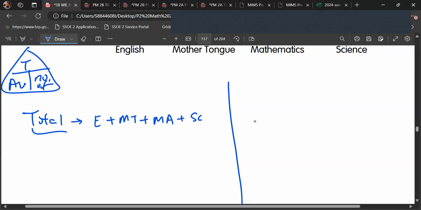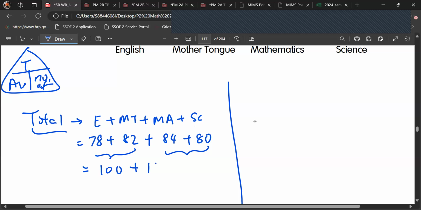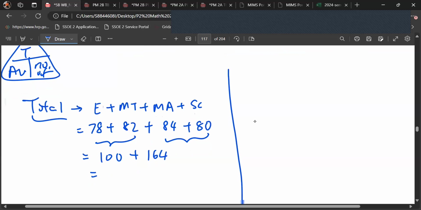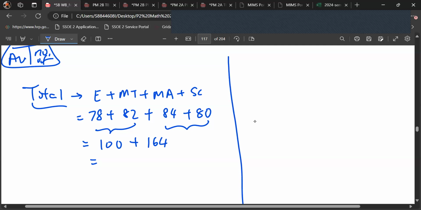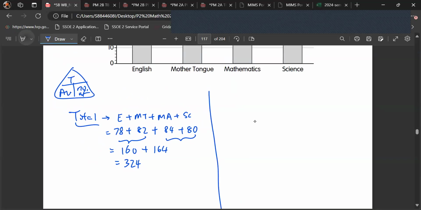So I will end up with 78 plus 82 plus 84 plus 80. I'll add this up first. So I have 160 here. And then I'll add this up. That's 164. Then add them up, it will be 324. That's correct. So we already know this method. To find the average, you take the total divided by the number of data.